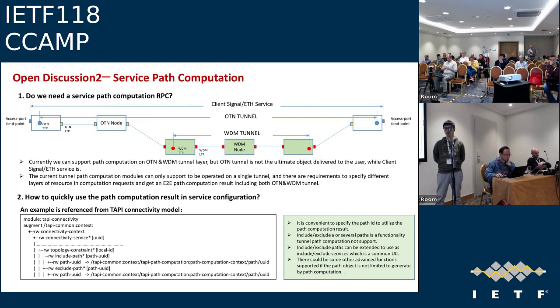Including or excluding one or several paths is a functionality the tunnel data model path computation does not support right now. And the include path and exclude path could be extended to another use case, for example, to include or exclude a service, which I consider a very common use case in the operator's network. There could also be some other advanced functions if we can provide the path object. For example, operators can do some planning for a path, and they don't need to generate it by path computation. Some operators have a strong wish to control the path information, so they can create the path and reference it while doing the service configuration.